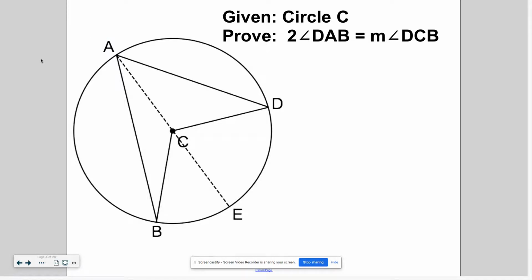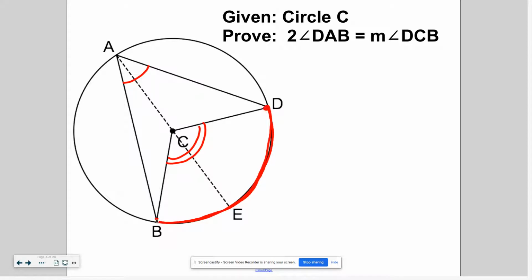Hello, this is the video for the 10.2, 10.3 section of our text, proof number 3. It's the warm-up proof in your notes. This proof is trying to prove the theorem that the central angle on a circle is twice the size of an inscribed angle, as long as they subtend the same arc.